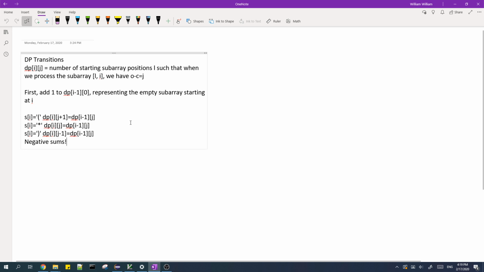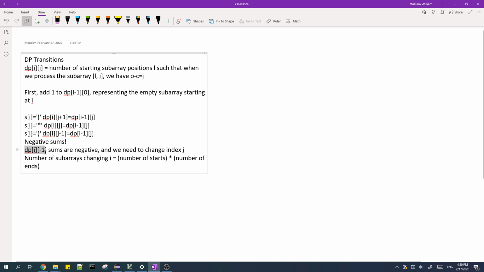However, when we add a closing parenthesis, some of these sums might become negative. And remember, when the sum becomes negative, we need to change the last closing parenthesis to an opening parenthesis. So we know that the negative sums have sums of -1. So using this dp, you can find the number of sums which are negative.